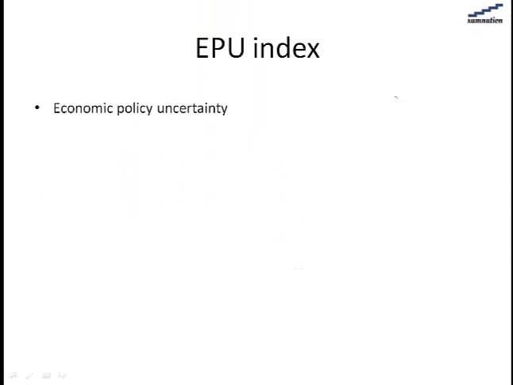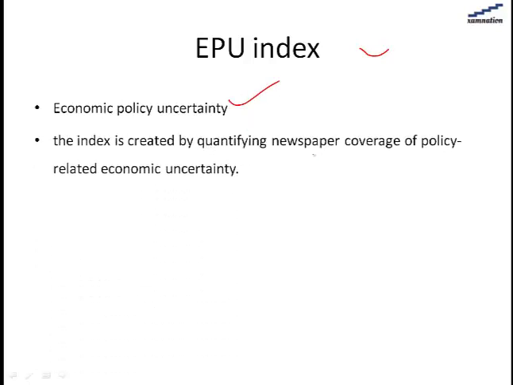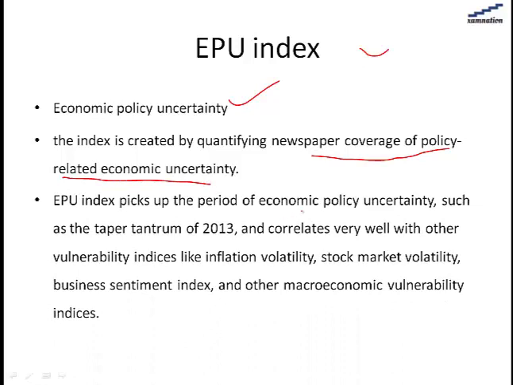So the EPU index is economic policy uncertainty. The higher the EPU, the higher the uncertainty. How is it being done? It is created by quantifying newspaper coverage of policy-related economic uncertainty. For example, in 2013 there was a taper tantrum, and the EPU was high.